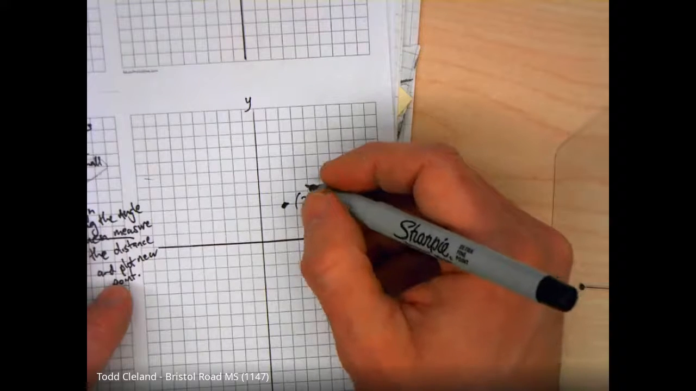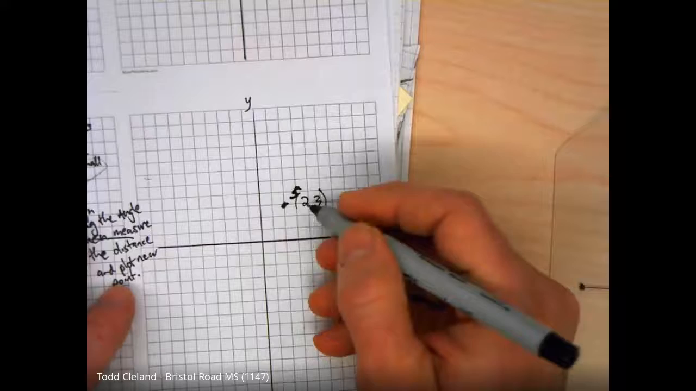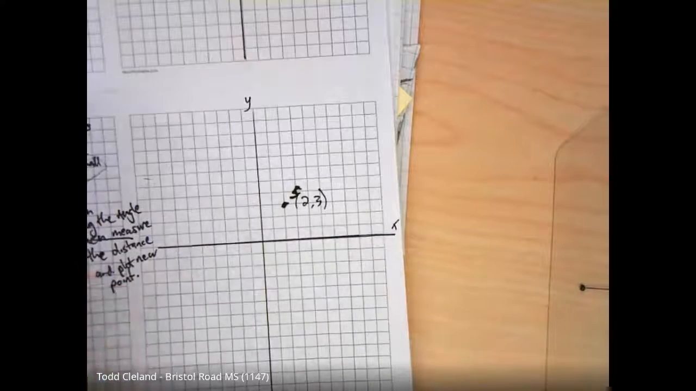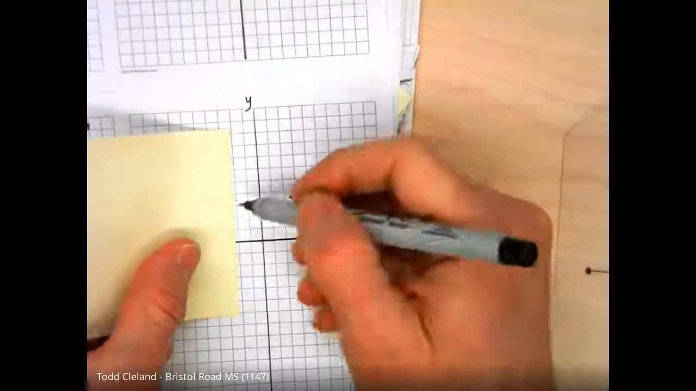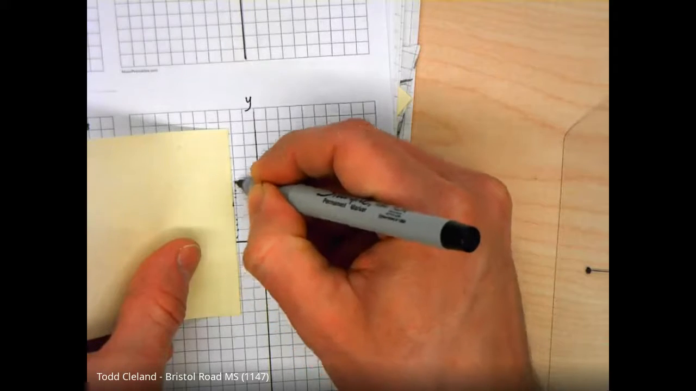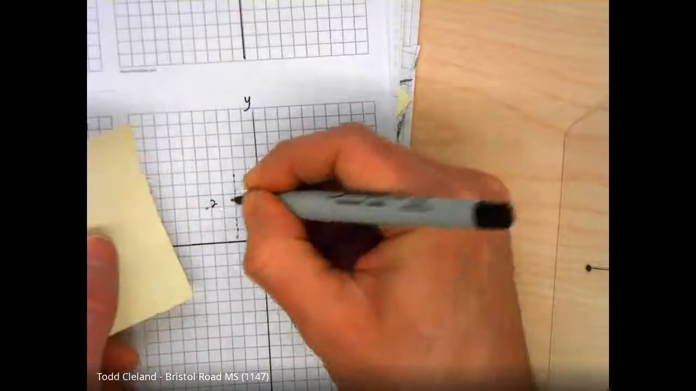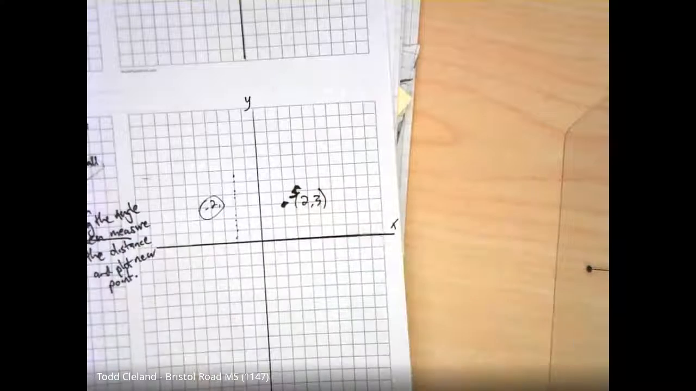Let's go with A. I heard an S after an A. Let's go with that point S. And I'm going to reflect this, but let's say I'm reflecting across a weird axis. Let's keep it still somewhat simple. Let's pretend our line of reflection is over here at -2, right? So that's going to be my reflecting line.